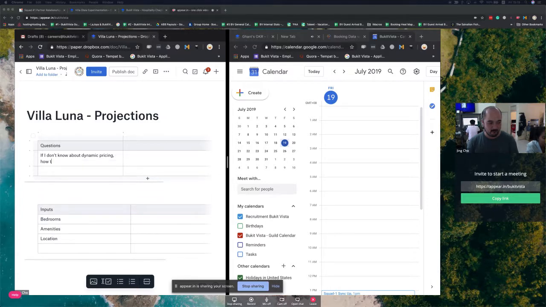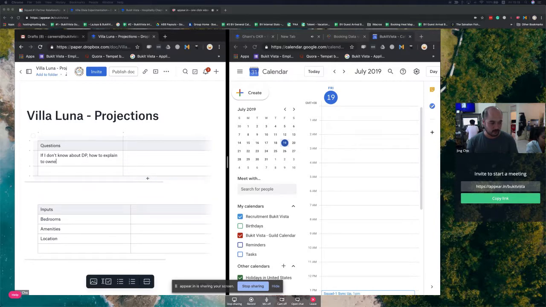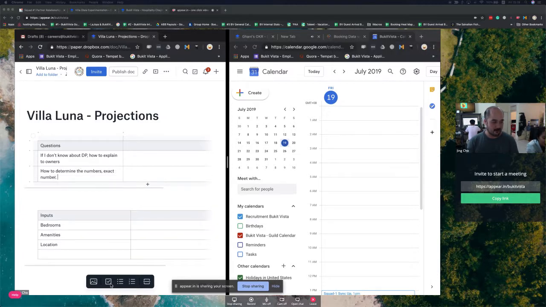And dynamic pricing is not all about robbing price. If I don't know about DP, how do I explain it to owners? Okay, what's your question? Actually about the numbers, because as I know, dynamic pricing also follows the booking heat map. But I mean the exact number, you know, we put this number at this day and another. Okay. Any other questions?